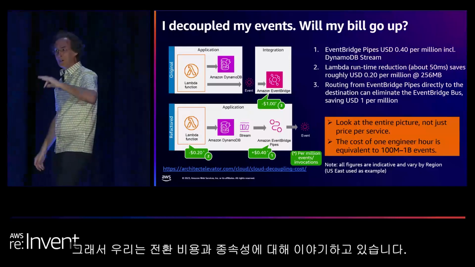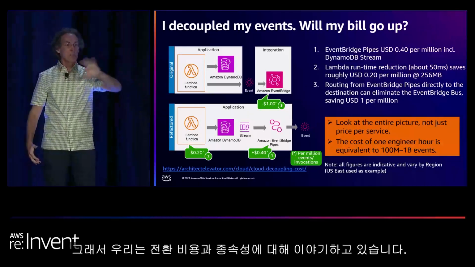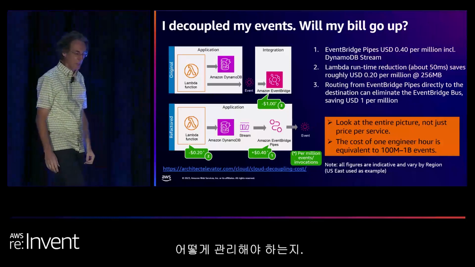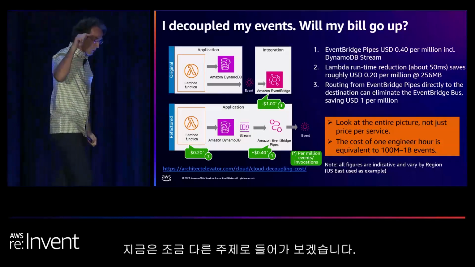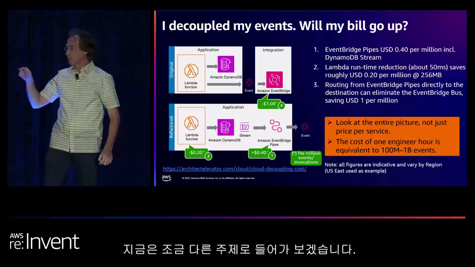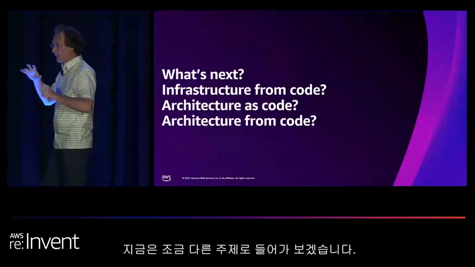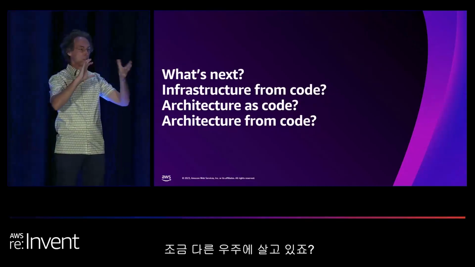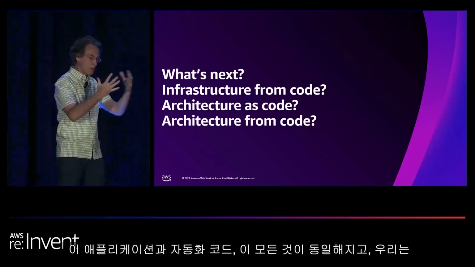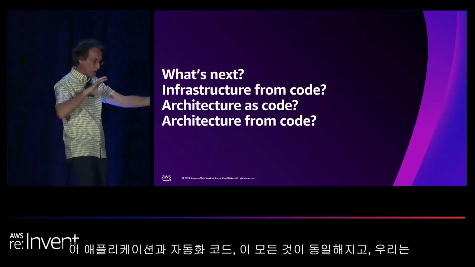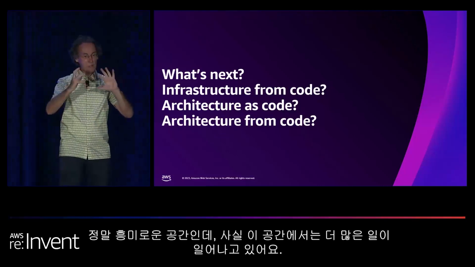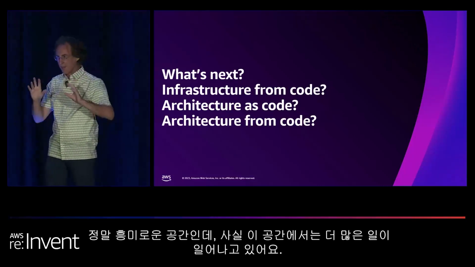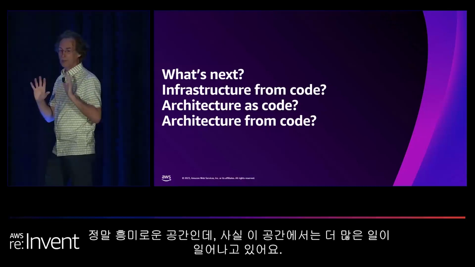So we have a whole talk there that talks about switching costs and dependencies and how to manage that aspect. For now, let's dive into a slightly different topic. We kind of find ourselves in a slightly different universe now, right? This application and automation code all becomes the same, and we shift from the left to the right, right? So that is a very interesting space, and actually, there's a lot more going on in this space.